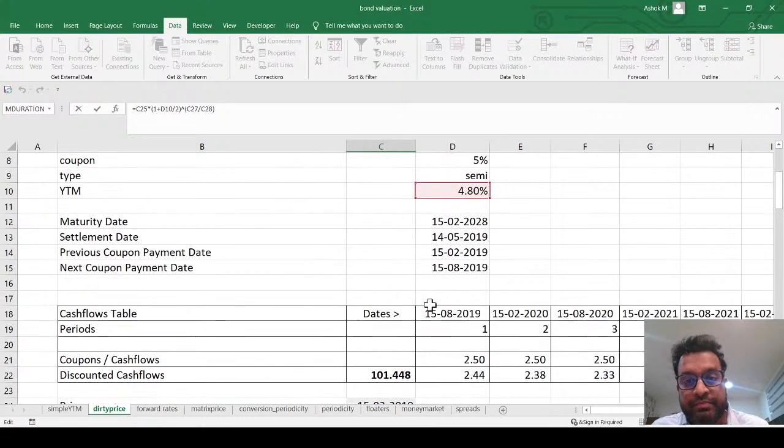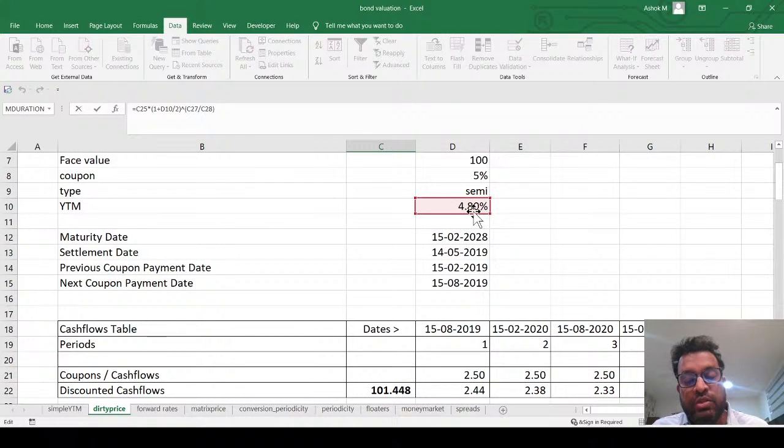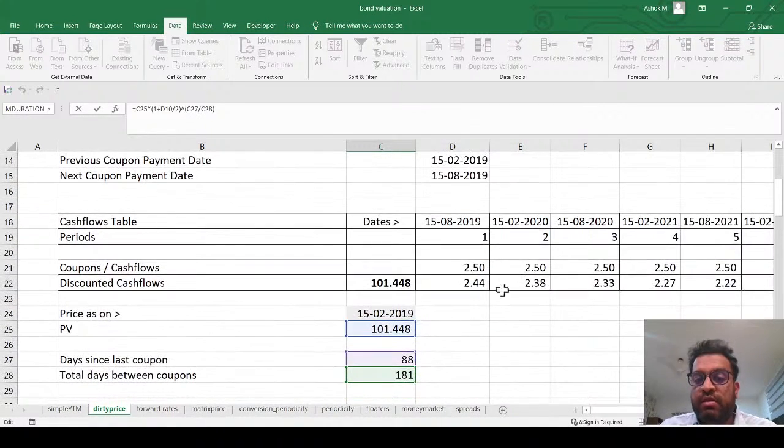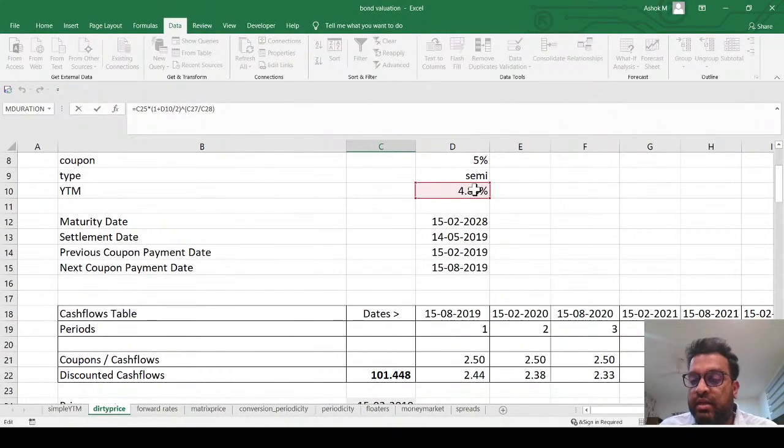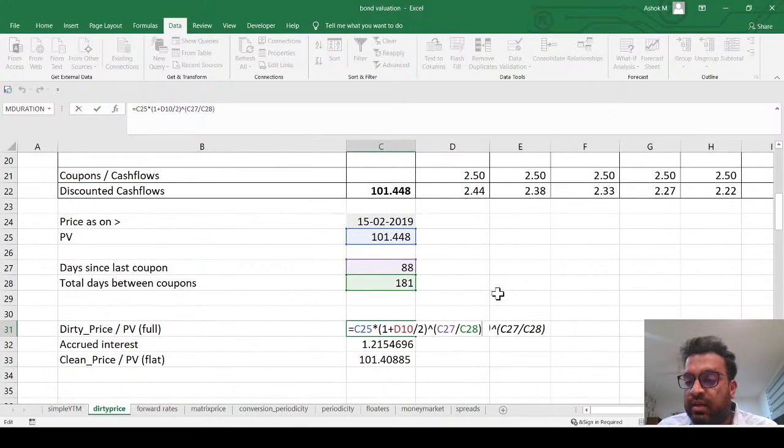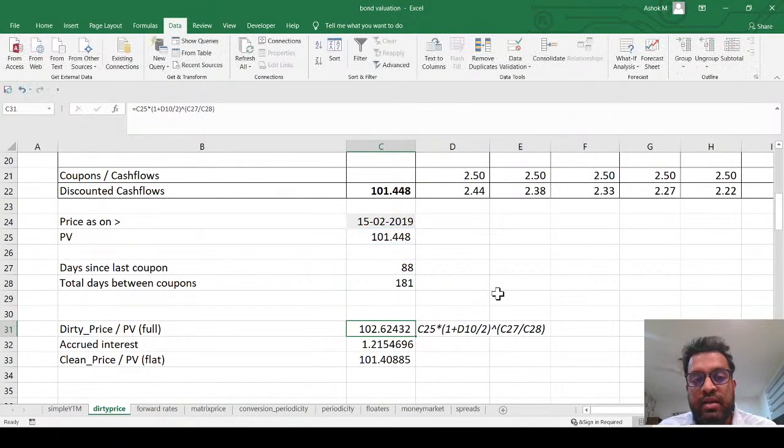You compound it by the YTM. This YTM is as on the settlement date. This YTM is not as on 15th February, the previous coupon date. This YTM is as of the settlement date. This is what the convention is.